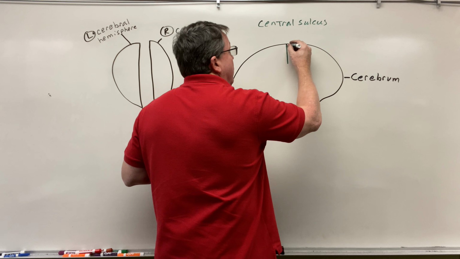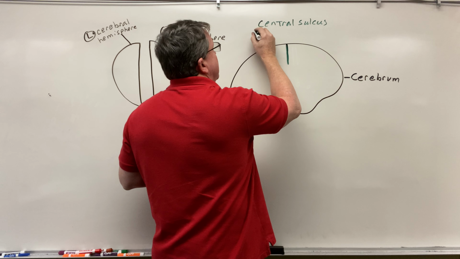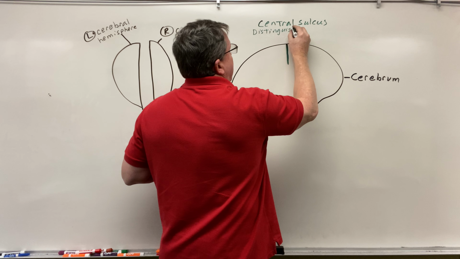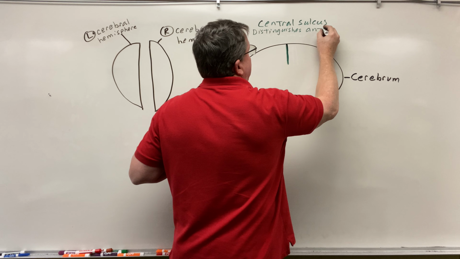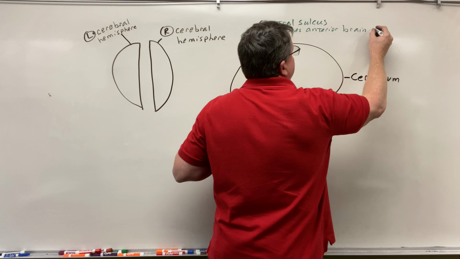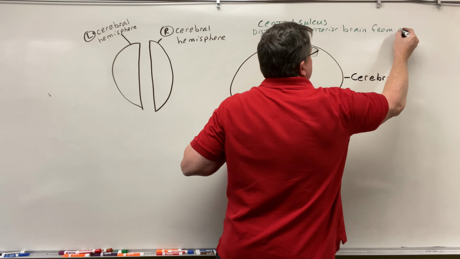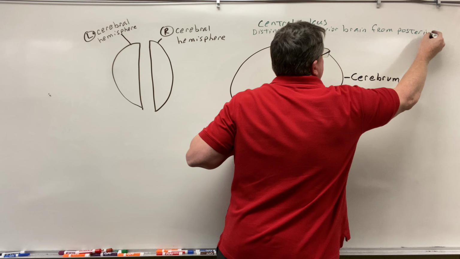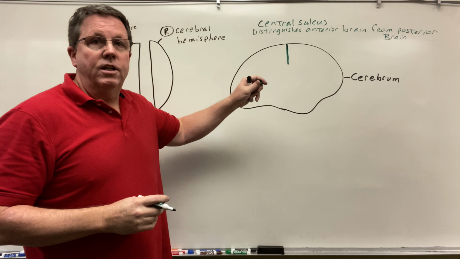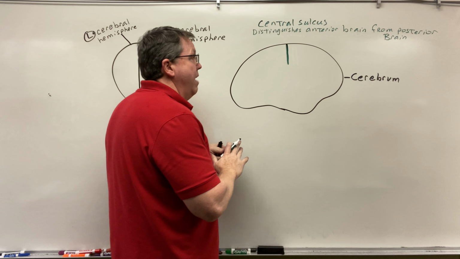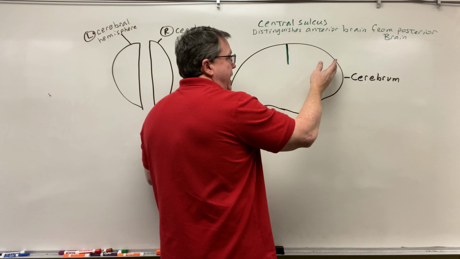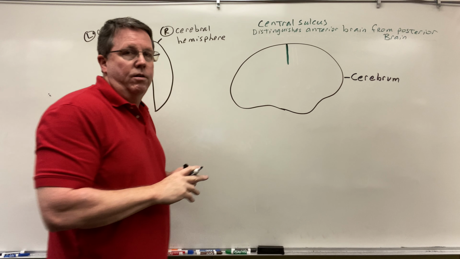So what the central sulcus does is it distinguishes the anterior brain from the posterior brain. Okay, so that's what the central sulcus does. It's going to distinguish the anterior from the posterior. So everything from here forward is the front of the brain, or the anterior brain. Everything from here back is the posterior brain.